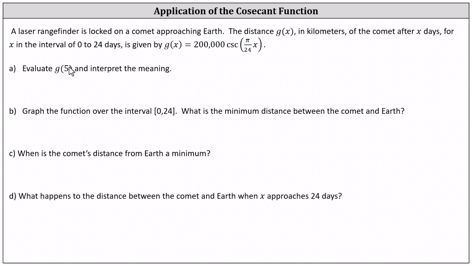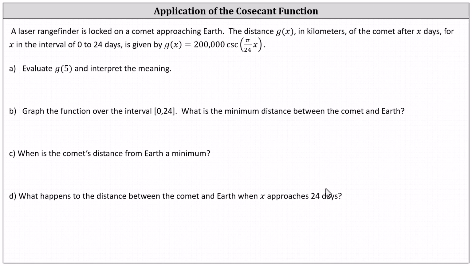A. Evaluate g of 5 and interpret the meaning. B. Graph the function over the interval from 0 to 24, including the endpoints. What is the minimum distance between the comet and Earth? C. When is the comet's distance from Earth the minimum? And D. What happens to the distance between the comet and Earth when x approaches 24 days?